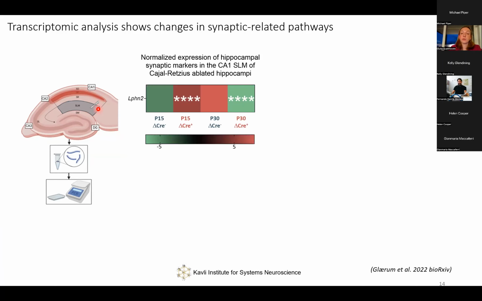And what we saw was really interesting. If we focus first on the Cre negative, we can see that the protein normally goes up in expression in postnatal development.